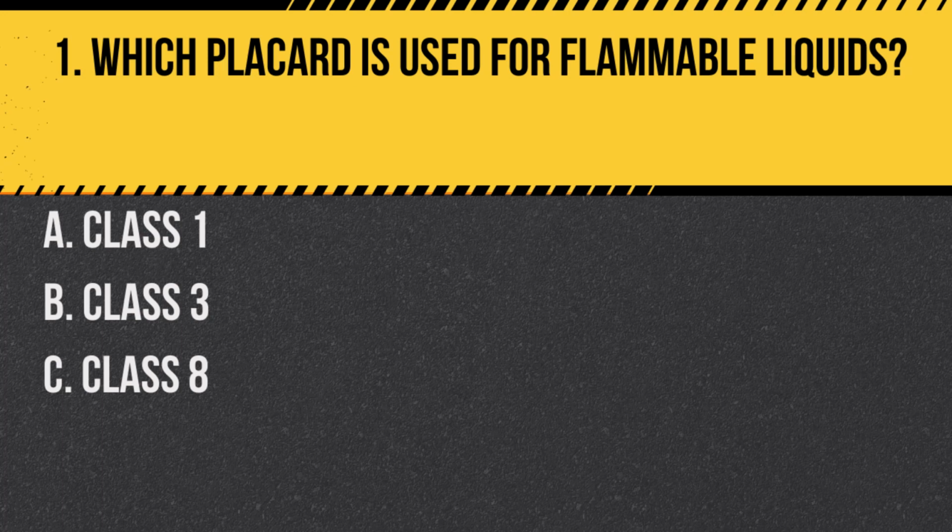Question 1. Which placard is used for flammable liquids? A. Class 1. B. Class 3. C. Class 8. Answer. B. Class 3. Class 3 placards are used for flammable liquids.